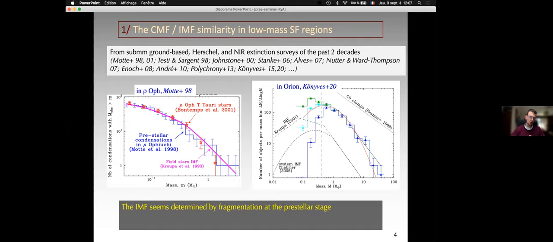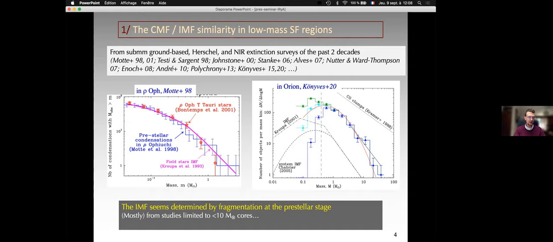The similarity between the core and the star's mass function has been seen over the past two decades, first with the ground-based telescopes, then with the Herschel space telescope. You can see here different names of studies. It's not a complete list. So the first assumption is to think that the IMF is determined by fragmentation at the prestellar stage. One limit, however, is that most of the studies are probing low-mass stellar environments. Orion here is one of the exceptions. It's one of the closest high-mass star forming regions, and we have cores up to 20, 40 solar masses.